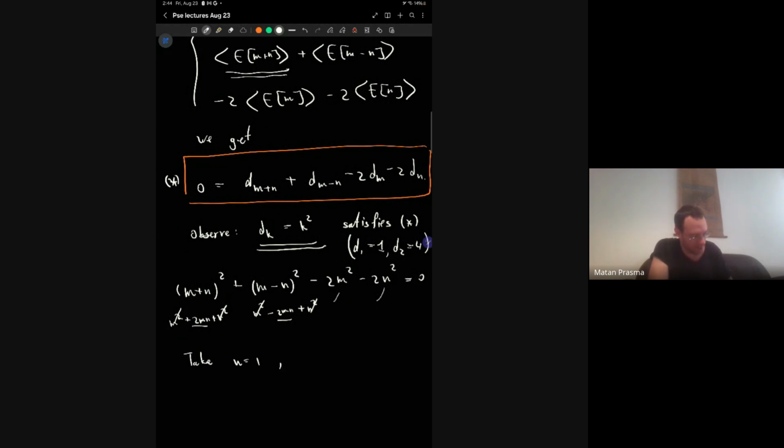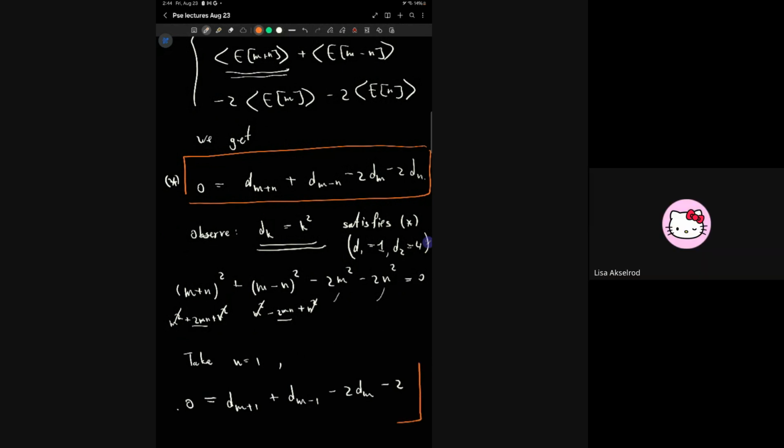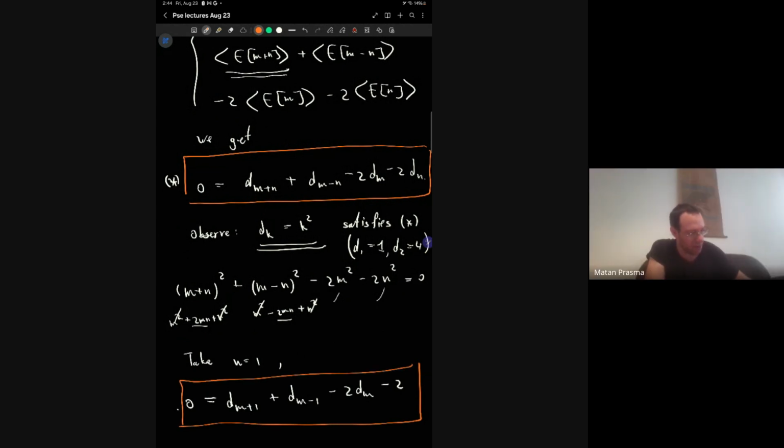And I get d_{m+1} + d_{m-1} - 2d_m - 2, right? Because d_0 is 0, d_1 is 1. And now this is maybe more familiar as a recursive relation, right? So it's enough to show that I only have one solution to the second.